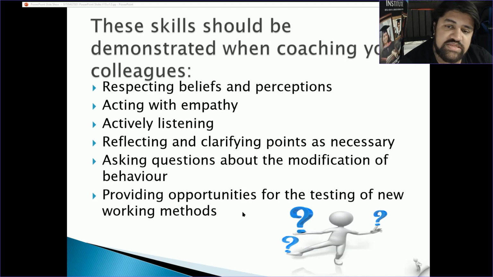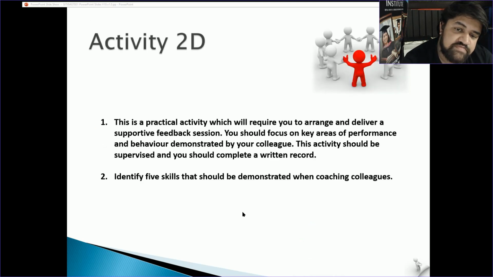These skills should be demonstrated when coaching your colleagues: respecting beliefs and perceptions, acting with empathy, actively listening, reflecting and clarifying points as necessary, asking questions about modification of behavior, and providing opportunities for the testing of new working methods.